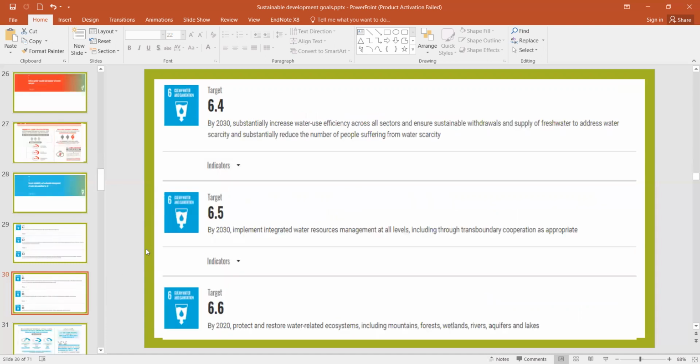By 2030, substantially increase water use efficiency across all sectors and ensure sustainable withdrawals and supply of fresh water to address water scarcity, and substantially reduce the number of people suffering from water scarcity. By 2030, implement integrated water resources management at all levels, including through transboundary cooperation as appropriate. By 2020, protect and restore water-related ecosystems, including mountains, forests, wetlands, rivers, aquifers, and lakes.